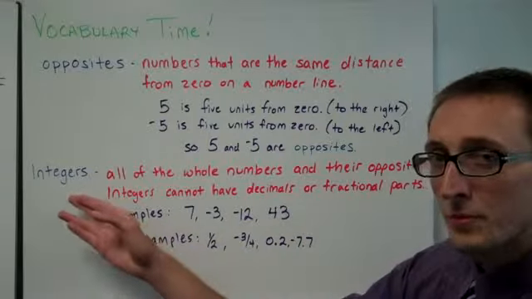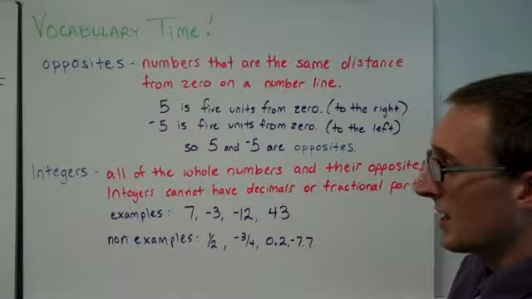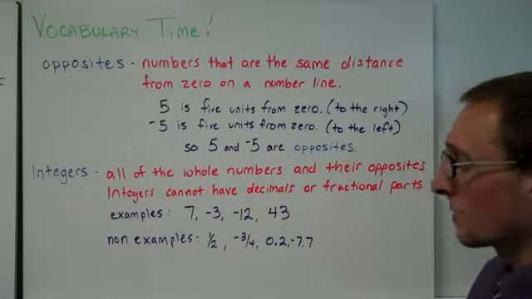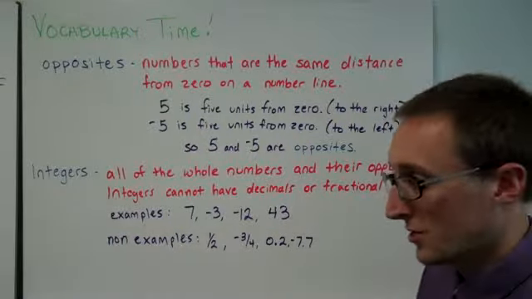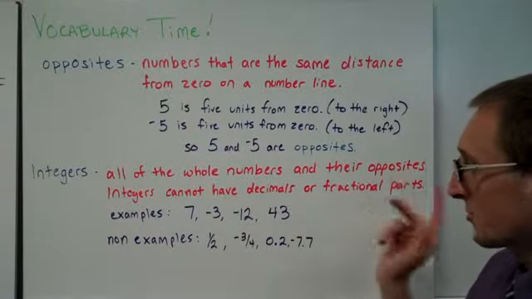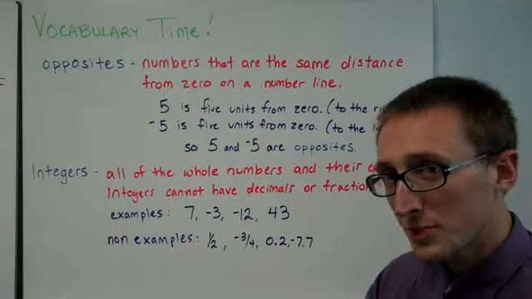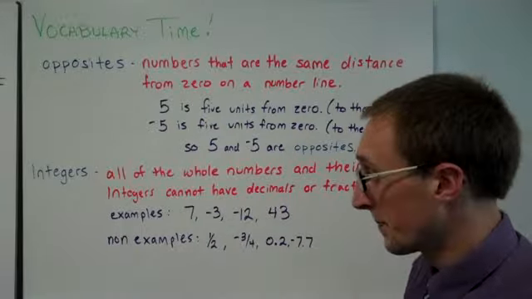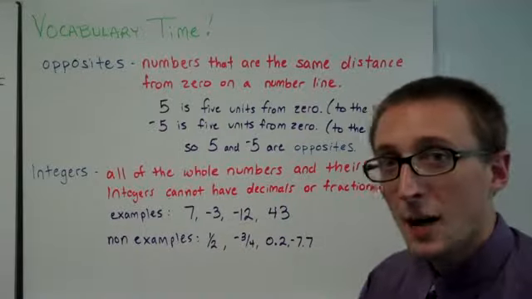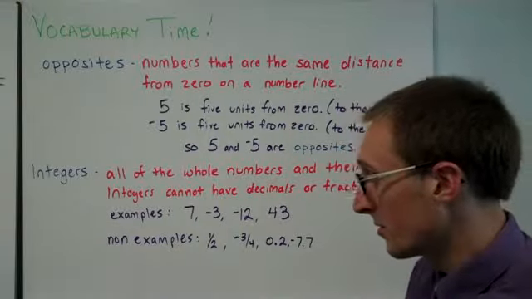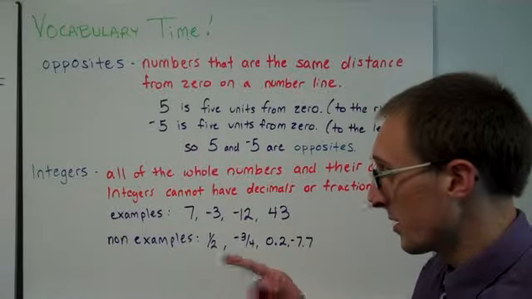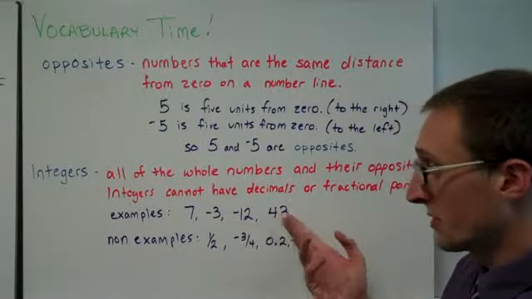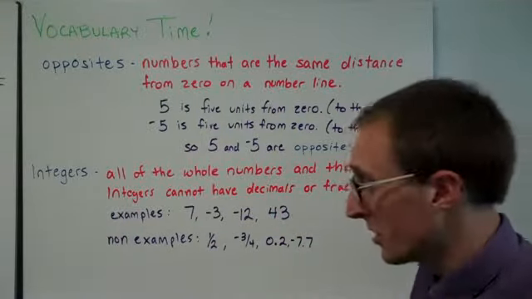Now, a really important word in 7th grade math will be integers. Integers are all of the whole numbers and their opposites. We can call those integers. Integers cannot have decimals or fractional parts. So here's some examples of some integers. 7 is a whole number, so we can call that an integer. Negative 3 is the opposite of a whole number, 3, so it's an integer. Negative 12 is the opposite of 12, so it's an integer. And 43 is a whole number, so it's also called an integer.